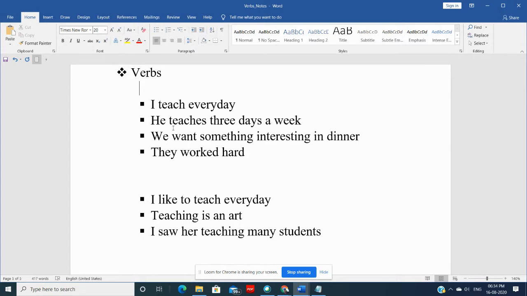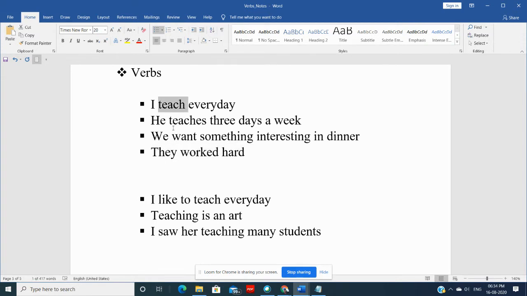Today we are going to see one more type of verb. Now, before we start our topic, look at these sentences. I teach every day. He teaches 3 days a week. We want something interesting in dinner. They worked hard.